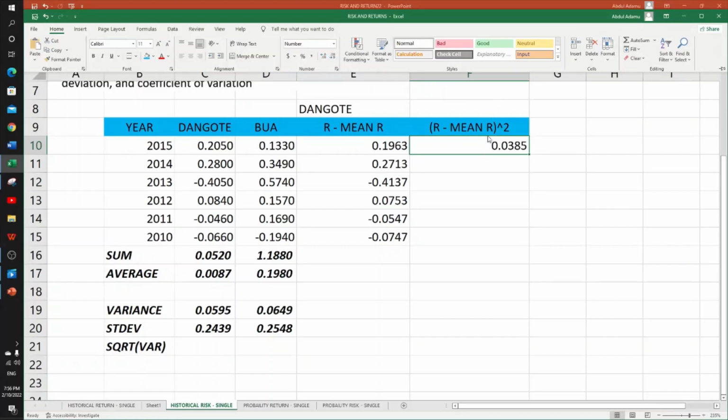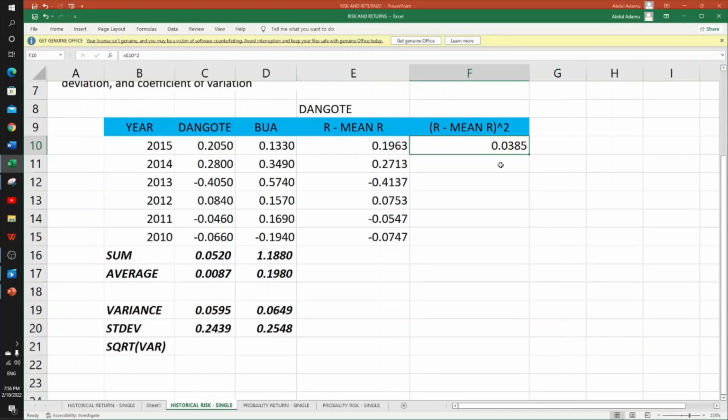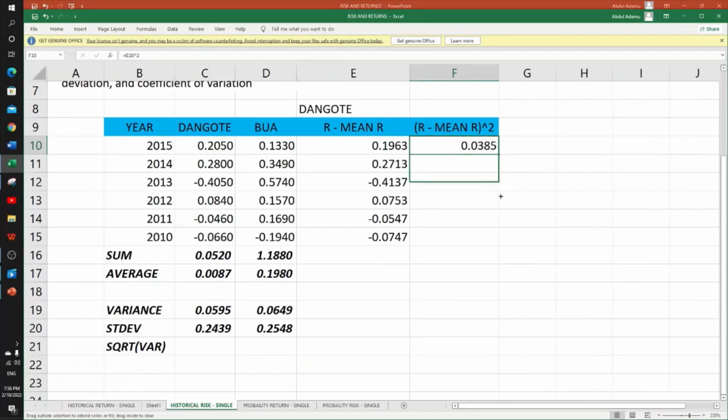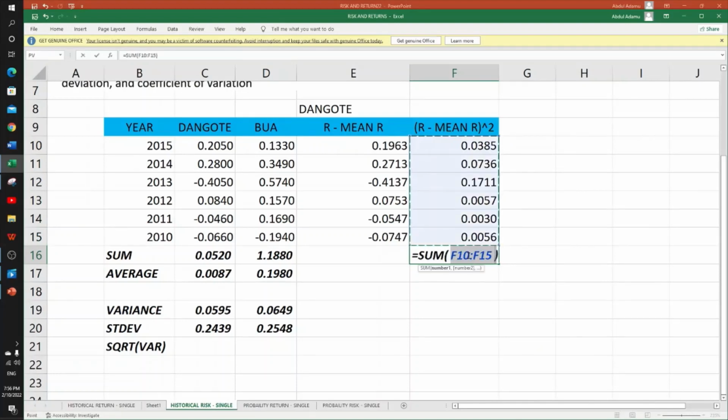I think that is okay. So if we copy it down, we square all. Now we say the summation of that, alt equal, that is the shortcut for summation, enter. This is the addition. So to find the variance, I'm going to find the variance here, equal this divided by 5. We say 6 minus 1, which is 5, enter.